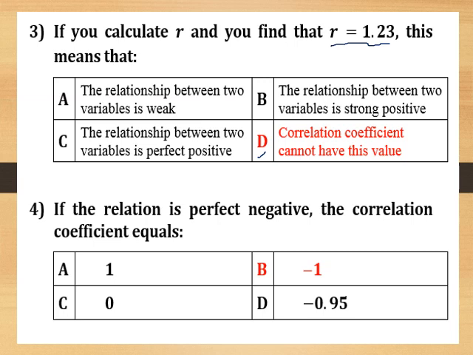Number 4, if the relation is perfect negative, the correlation coefficient equals negative 1. So the correct answer is B.